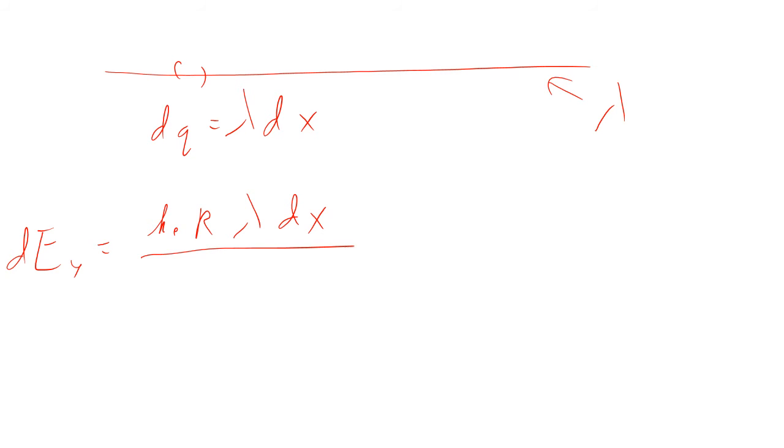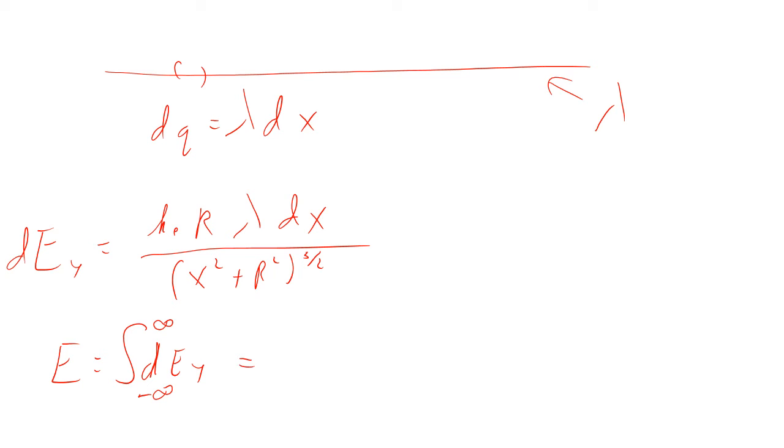Well, if that's lambda, then this little dq is going to be lambda dx. So the dEy is now going to be K sub E R lambda dx over x squared plus r squared to the 3/2. Okay, so now to get E, that's going to be the integral of the dEy from minus infinity to infinity.